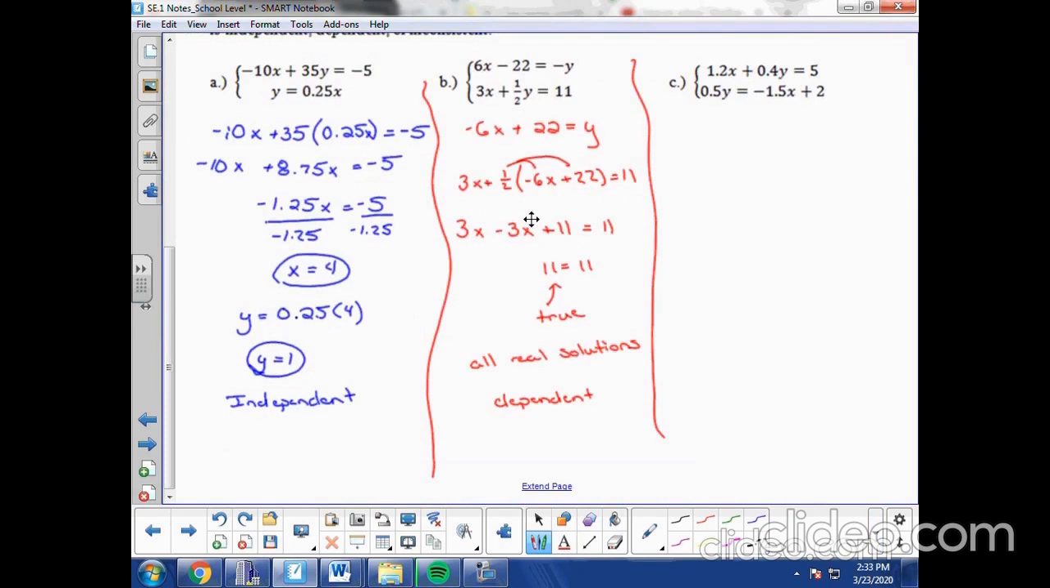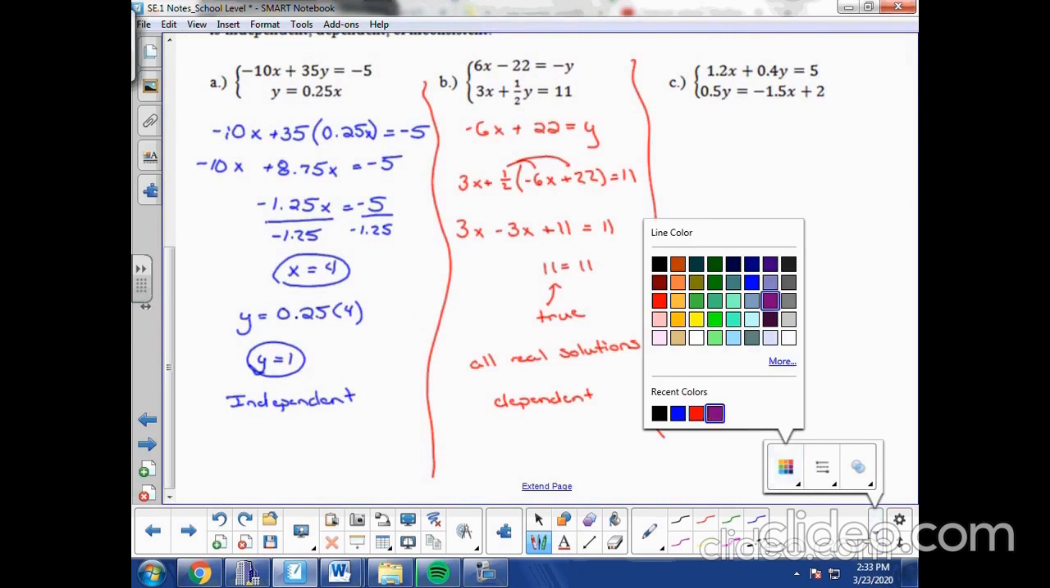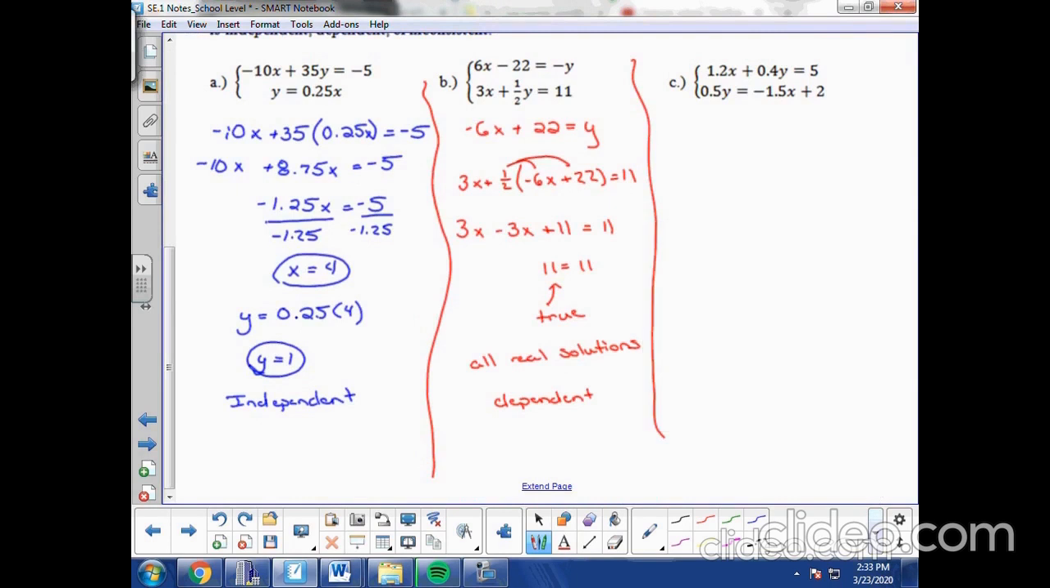Now let's go ahead and take a look at C. Solving this one algebraically, this one's not the best, but I'm going to go with substitution again. So let's go ahead and divide by 0.5 here to get y by itself. So if I divide the second equation by 0.5, that's going to give me y equals negative 1.5 divided by 0.5. You could do that in your calculator. That would be negative 3. 2 divided by 0.5, that would be 4. And now I can take this equation and substitute it back into the first one.